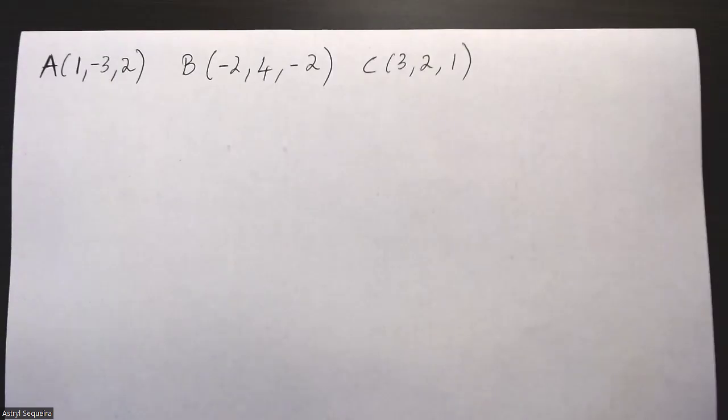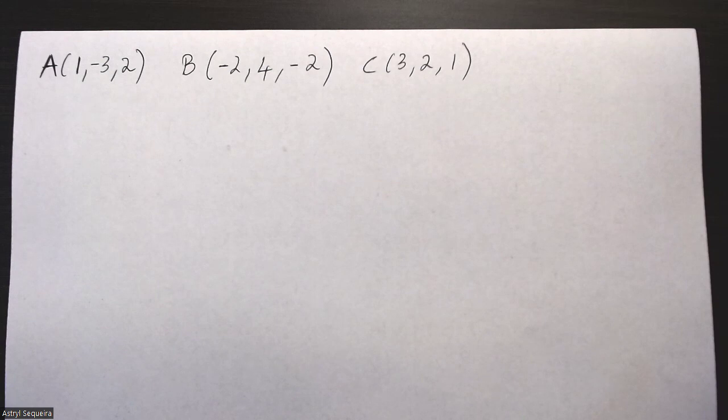All right, in this video, we are given 3 points here, A, B, and C, and we need to find the vector, parametric, and Cartesian equation of the plane that passes through these 3 points. So let's start with the vector equation first.